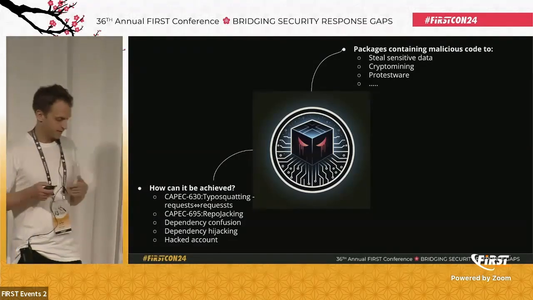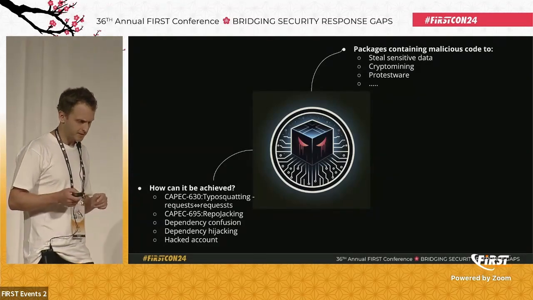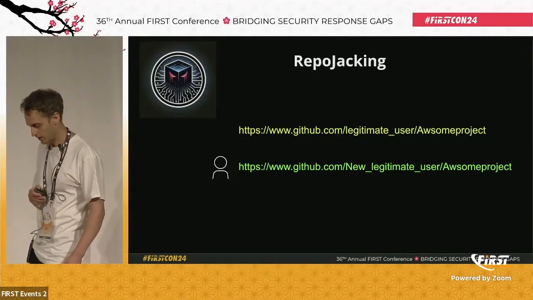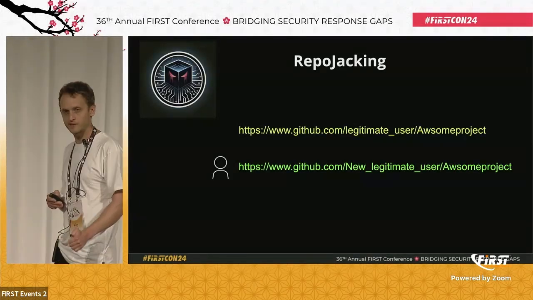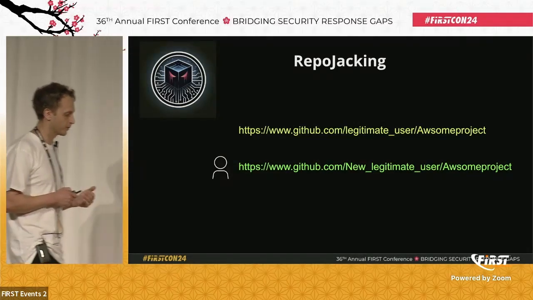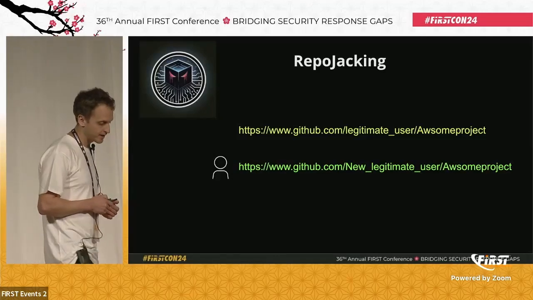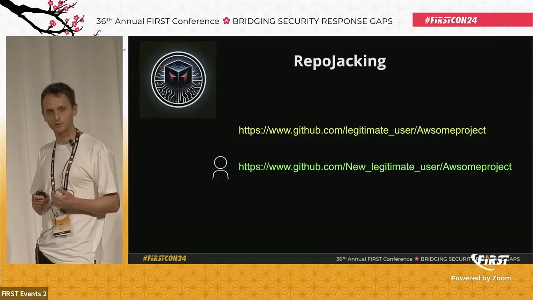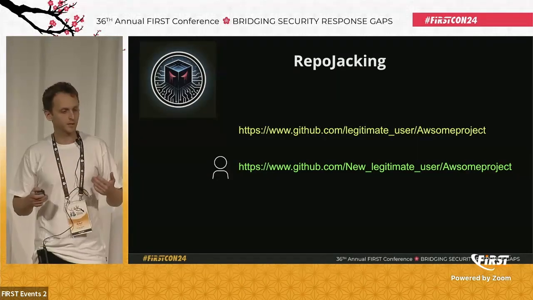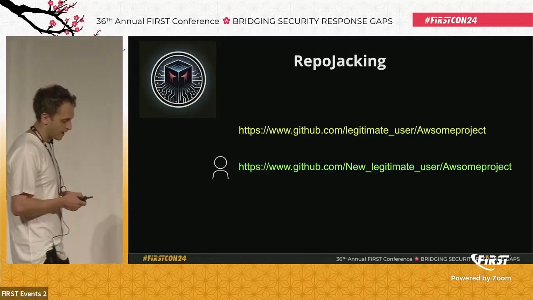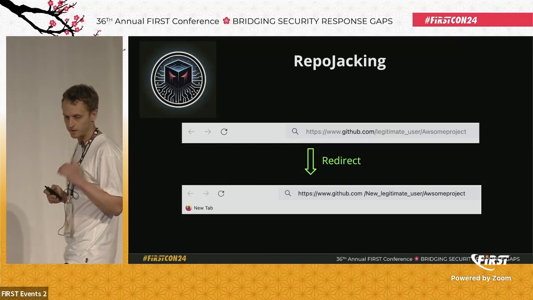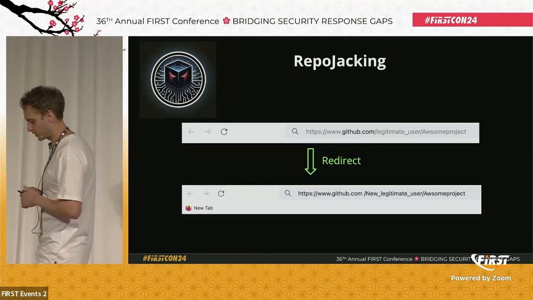And hacked accounts is a pretty trivial one, but I want to stop for a minute and go over what repository hijacking means. Repository hijacking is an attack allowed because of a feature in GitHub that allows a user to change his username. So let's say we had a legitimate user who maintained an awesome project, and now he decided to change his username to new legitimate user. So when you type in the browser legitimate user awesome project, it will redirect you to new legitimate user awesome project from now on.